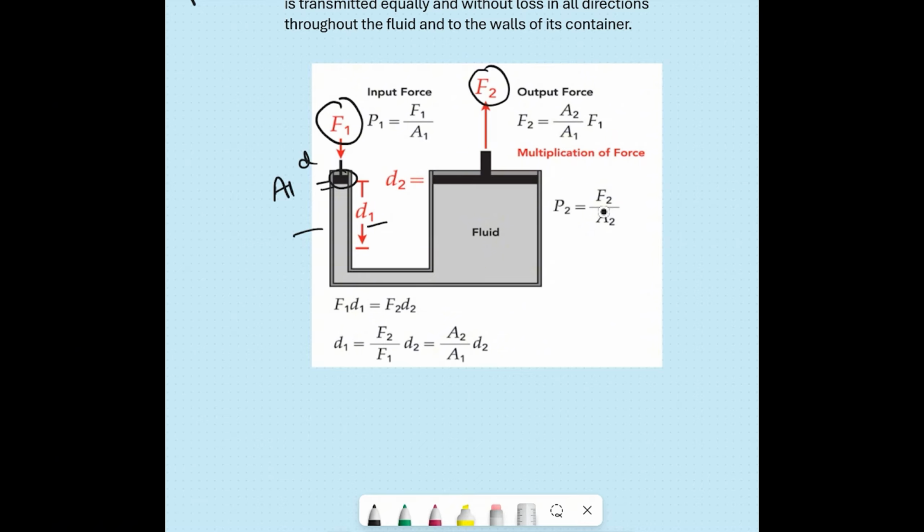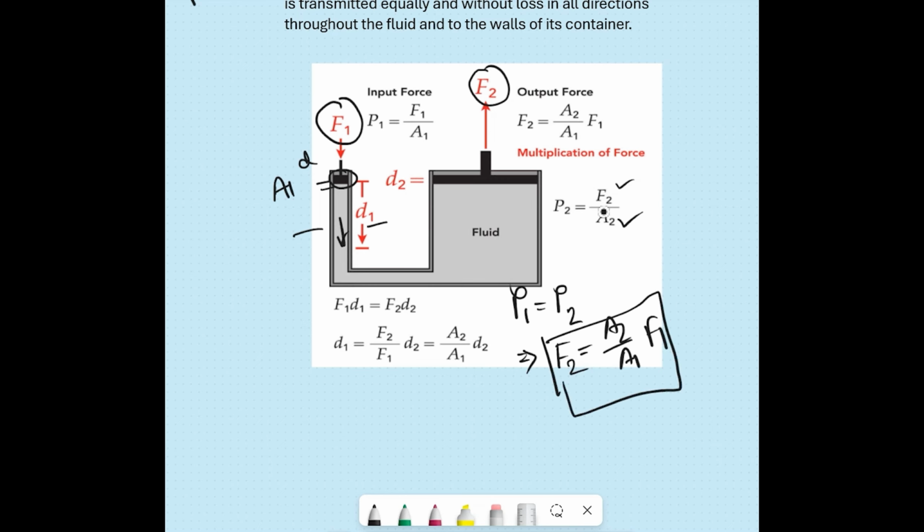The smaller piston pressure is P1 equals F1 by A1, and P2 is equal to F2 by A2. Obviously we could say that P1, the pressure imposed here, is equal to P2. From this equation we found F2 is equal to A2 by A1 into F1. By using this equation we can solve a couple of numerical problems.